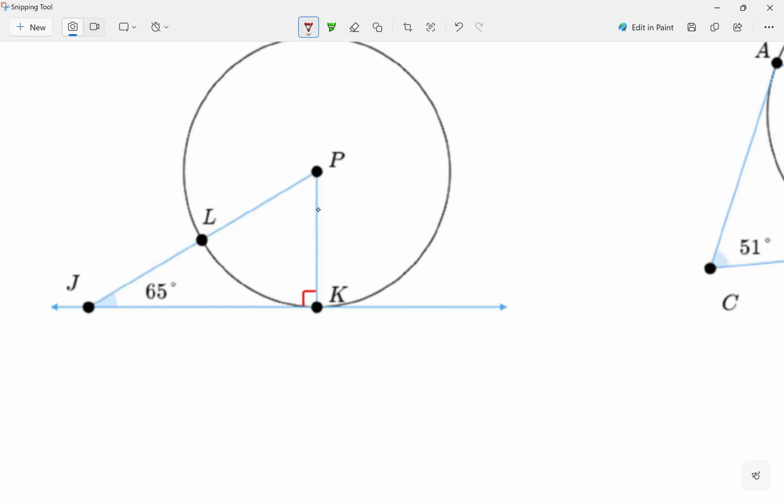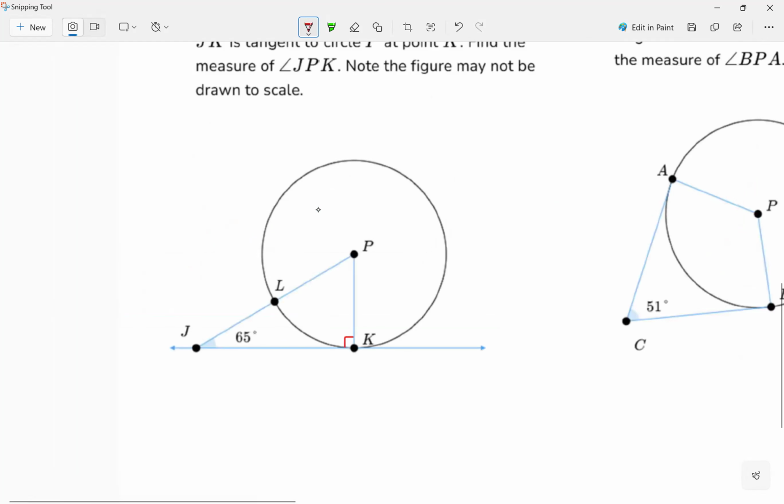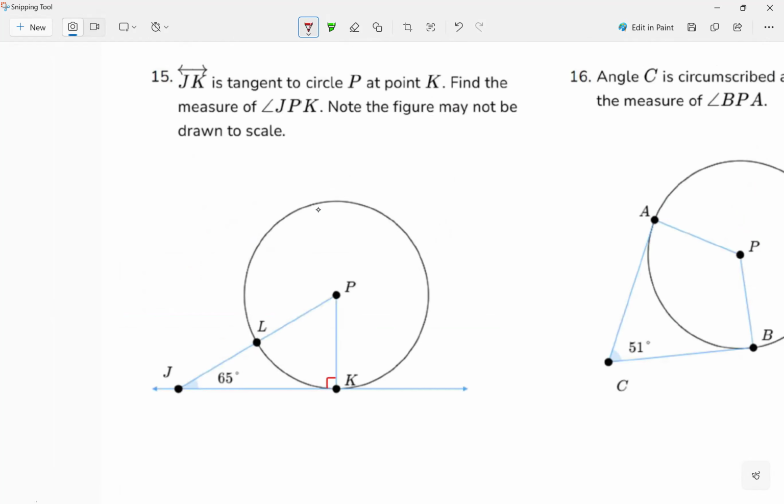Cool. Let's see what this question says. The line JK is tangent to circle P at point K. Find the measure of the angle JPK. So JPK is this angle, right? Let me call it X for right now. And we have to solve for it.